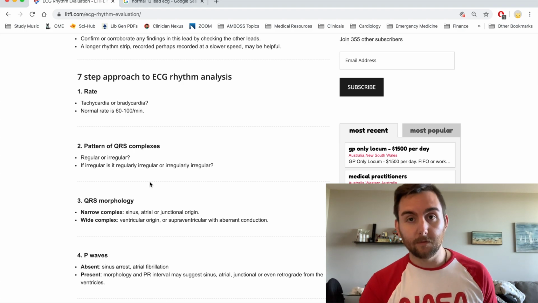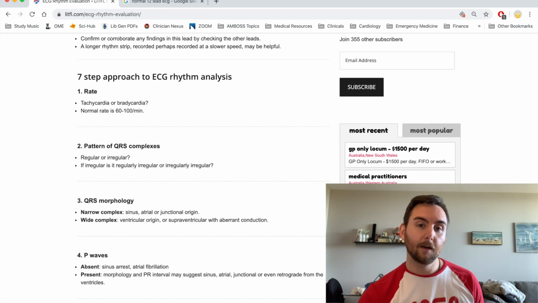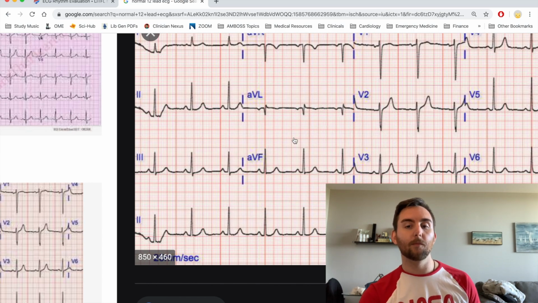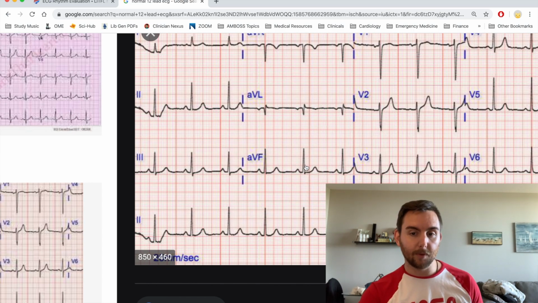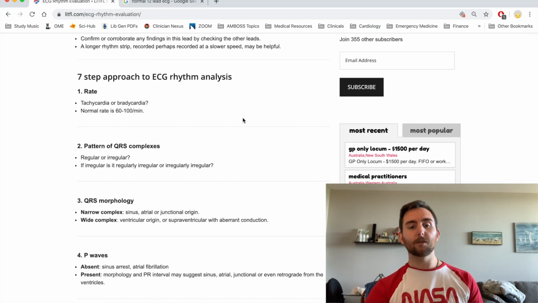And then for the QRS morphology, what does that mean? Well, we talked about what the PQRS T waves are. Let me pull it up again. Remember, so PQRS T. So QRS morphology. This is the QRS complex right here. And morphology is, what does it look like? So there's two things.